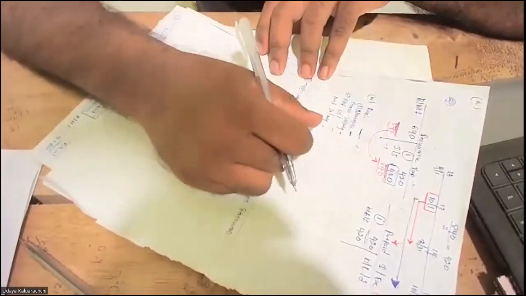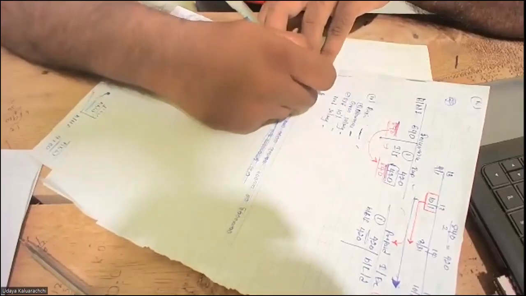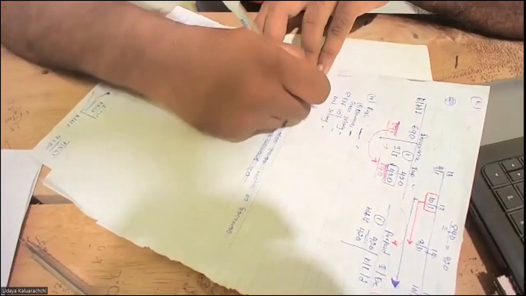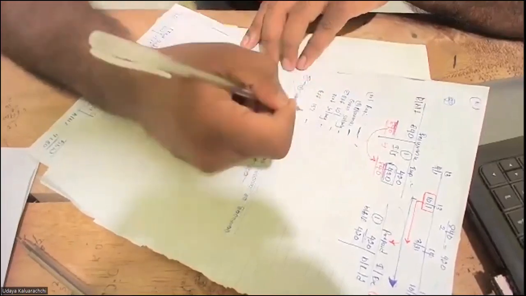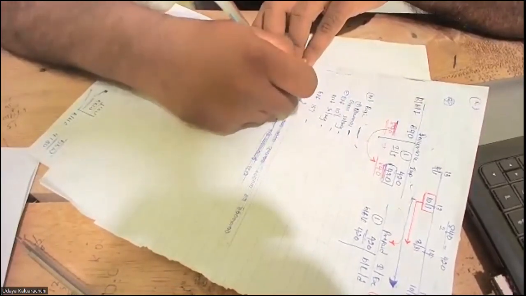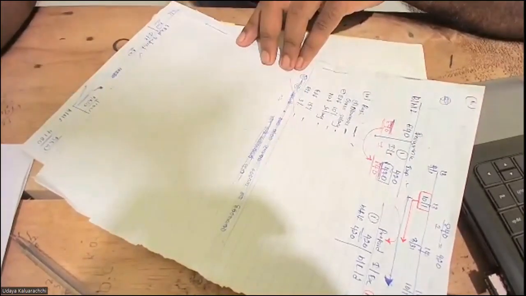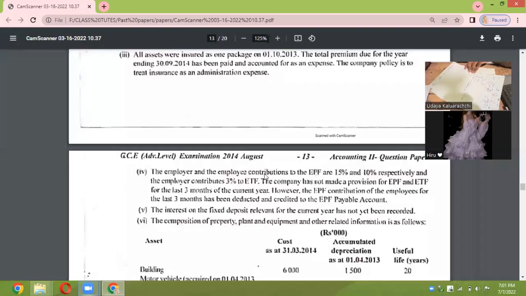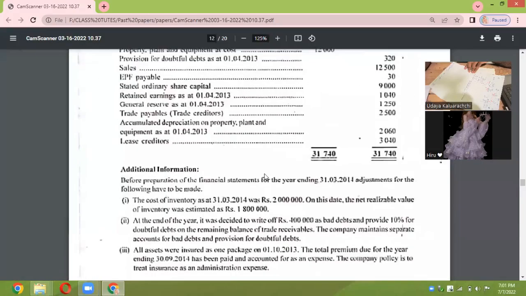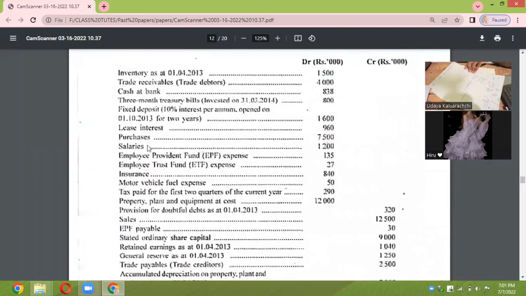Always write these when dealing with EPF. Then EPF contribution of the employer, it is 15%. Then ETF contribution of the employer, it is 3%. Right, now you can check the trial balance to find salaries 1200.